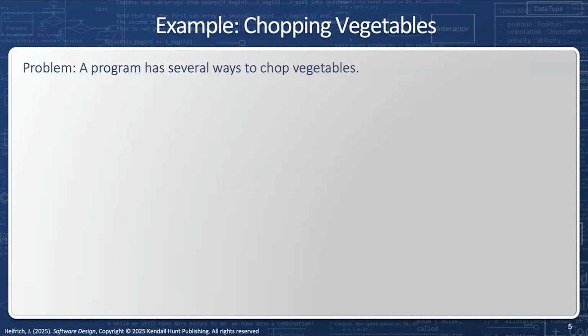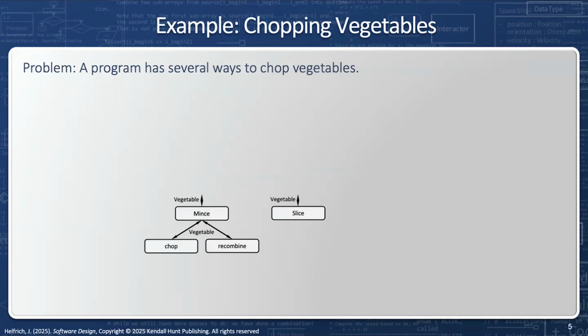So for an example, I want to have a program to chop vegetables. And there are several different ways I can chop vegetables. I can mince it, I can slice it, or I can crinkle cut it. Now, mince and crinkle cut happen to call other functions to do part of the work, but that's okay.